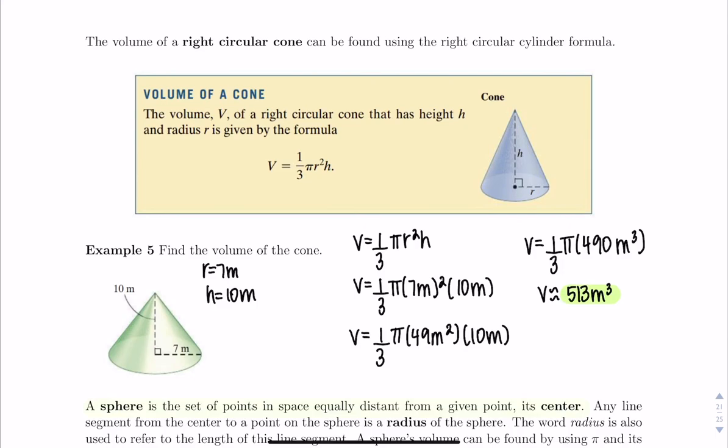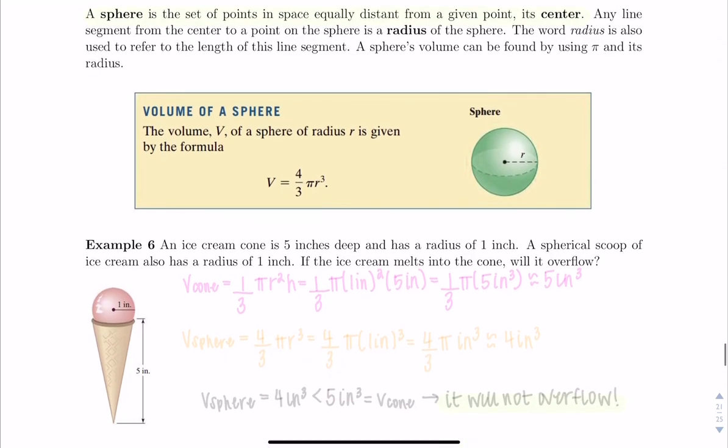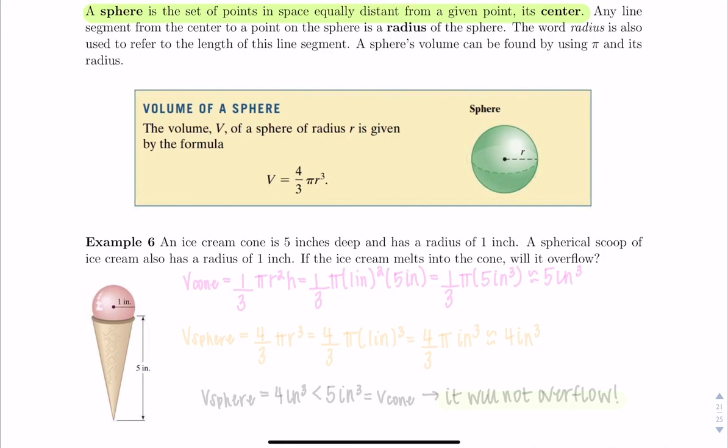A sphere is a set of points in space equally distant from a given point, its center. So a sphere is just a ball. A line segment from the center to a point on the sphere is just a radius of the sphere. And so we can find the volume of a sphere, and it's given by 4/3 pi r cubed, where r is the radius. So an ice cream cone is 5 inches deep and has a radius of 1 inch. A spherical scoop of ice cream also has a radius of 1 inch. If the ice cream melts into the cone, will it overflow?